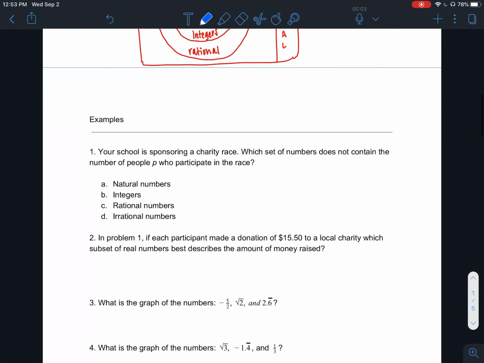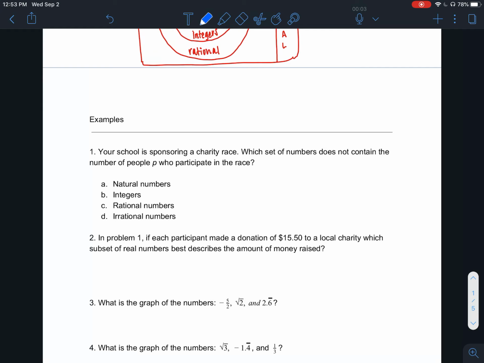All right, so here we have some examples that we want to go over. It says, your school is sponsoring a charity race. Which set of numbers does not contain the number of people P who participate in the race? So I'm actually going to go over what answers don't make sense. Okay, so let's start from the bottom.